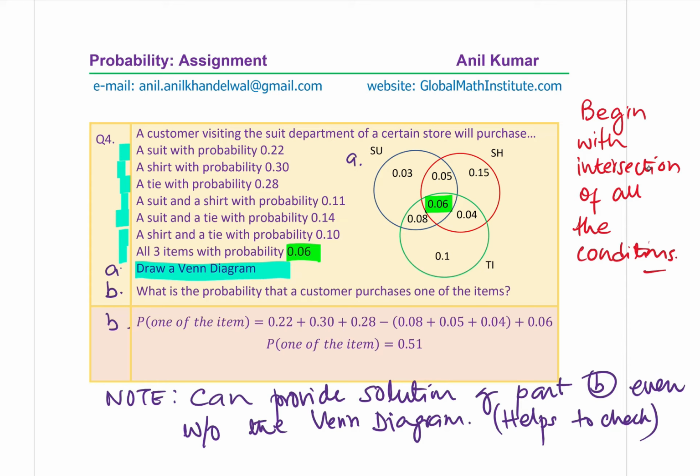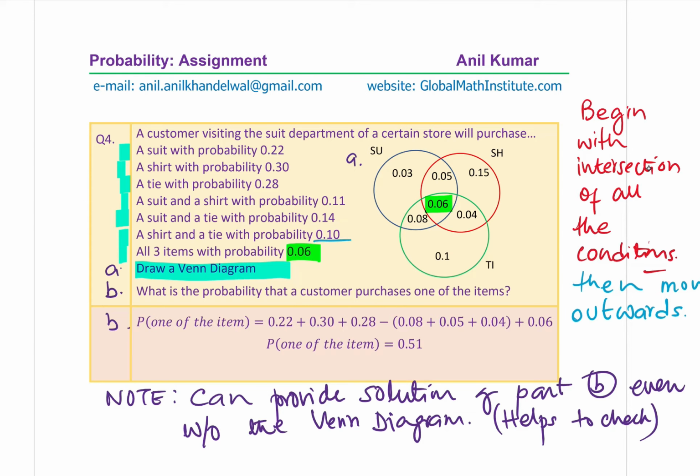Okay, so in this particular case, we know that all three items with probability of 0.06, so that is the cell which you have to fill in first. You get the idea. And then you move from there, right? So then outwards. So you have a base here, right?